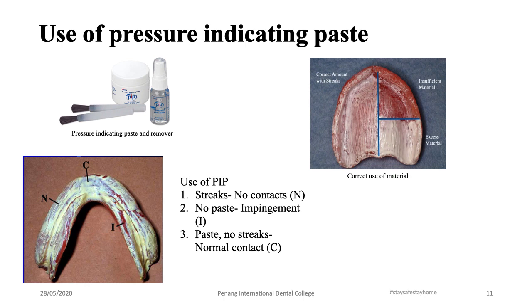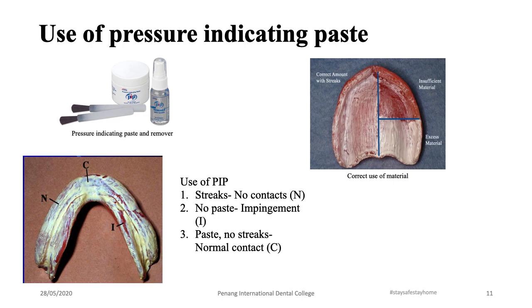Now I will explain how pressure indicating paste is used. What you see on the left upper figure are two boxes with two paint brushes. The white color box is the pressure indicating paste. That's where the paste is, and the bottle you see is a remover. When you apply the pressure indicating paste, it dries up, so you have to remove it using the remover. If you see the right upper figure, you see how the pressure indicating paste is applied. There is a constant streak which is applied from the front to the back.